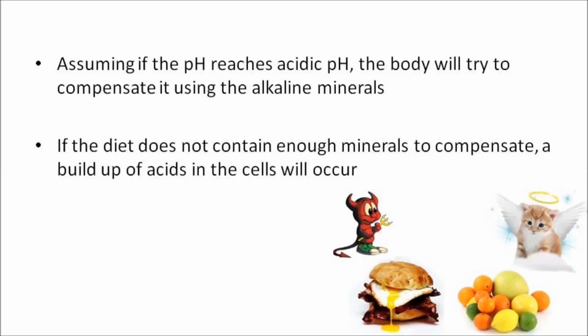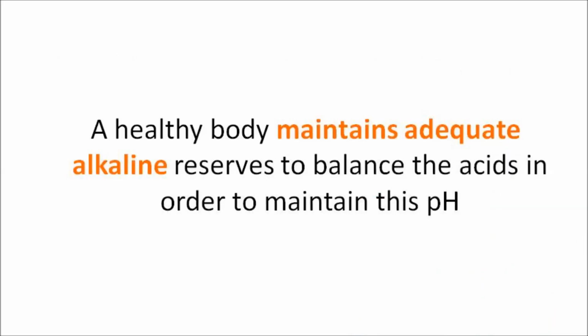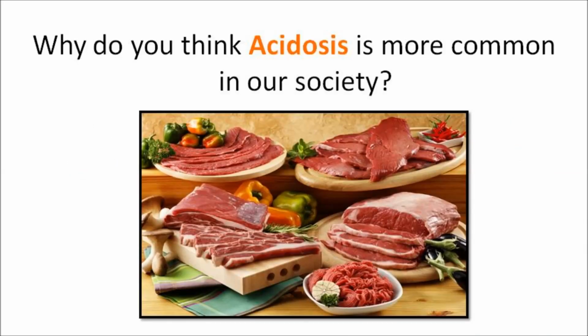If the body reaches an acidic pH, it will try to compensate using the alkaline minerals. If the diet doesn't contain enough minerals to compensate, a buildup of acids in the cells will occur. A healthy body maintains adequate alkaline reserves to balance the acids in order to maintain this pH. Why do you think acidosis is more common in our society?